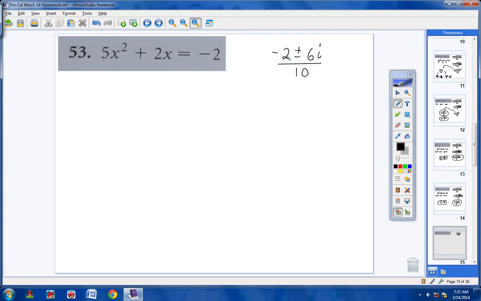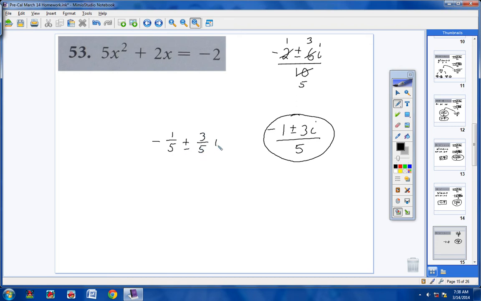Reduce everything by 2, so 2 goes into 2 once, 2 goes into 6 3 times, 2 goes into 10 5 times. So you're left with negative 1 plus minus 3i all over 5. And you know what? I'm fine with that answer. I don't prefer it, but I'm fine with that. Because you have a negative 1, another way to write the answer would be negative 1/5, and then put your plus minus, and then put your 3/5 with an i. There we go. Both of those answers are acceptable.